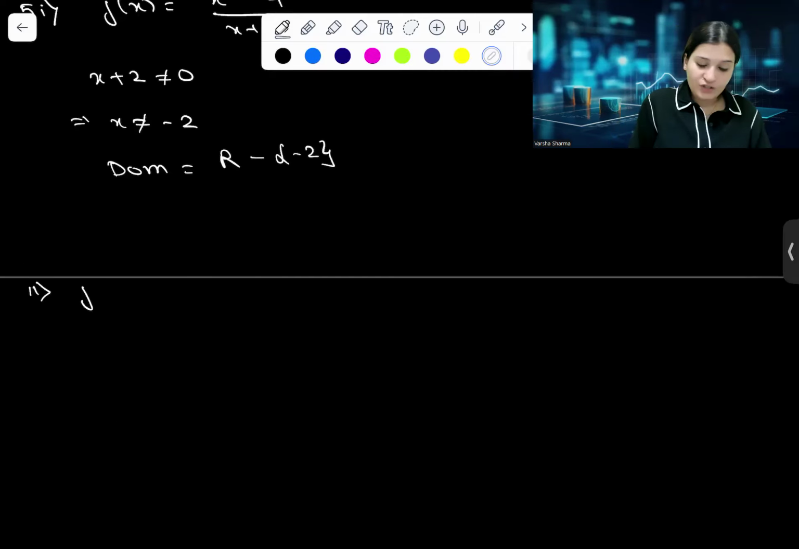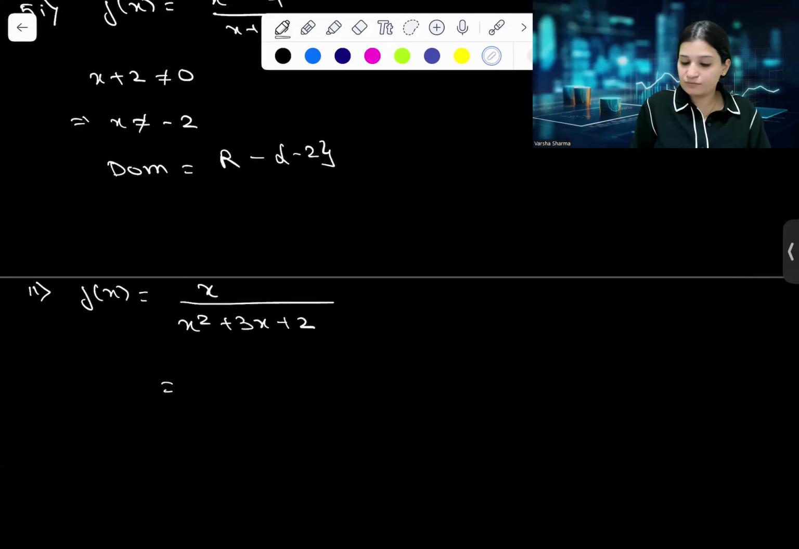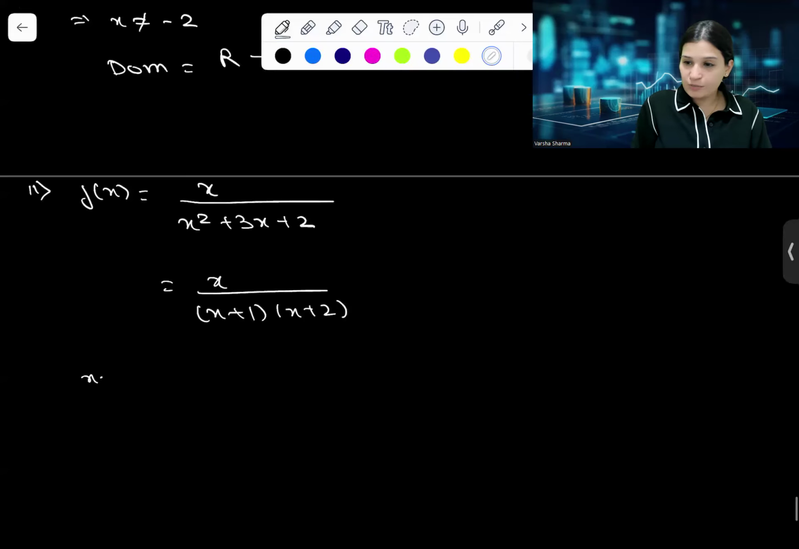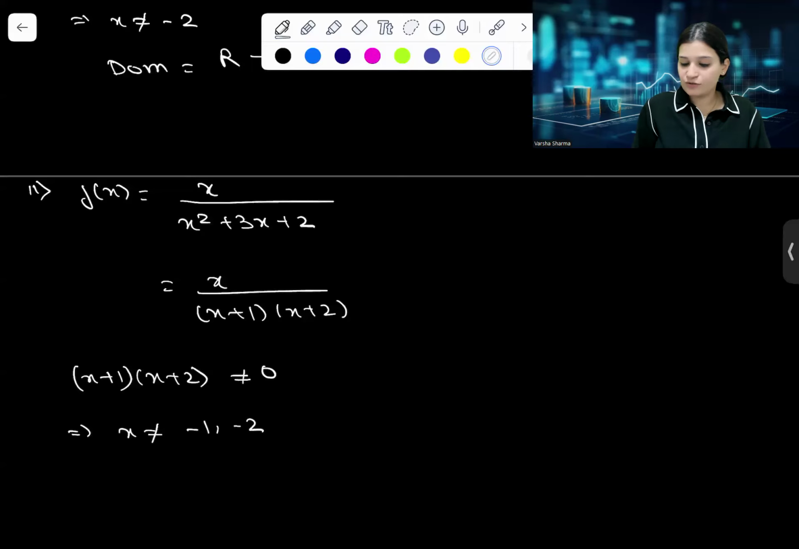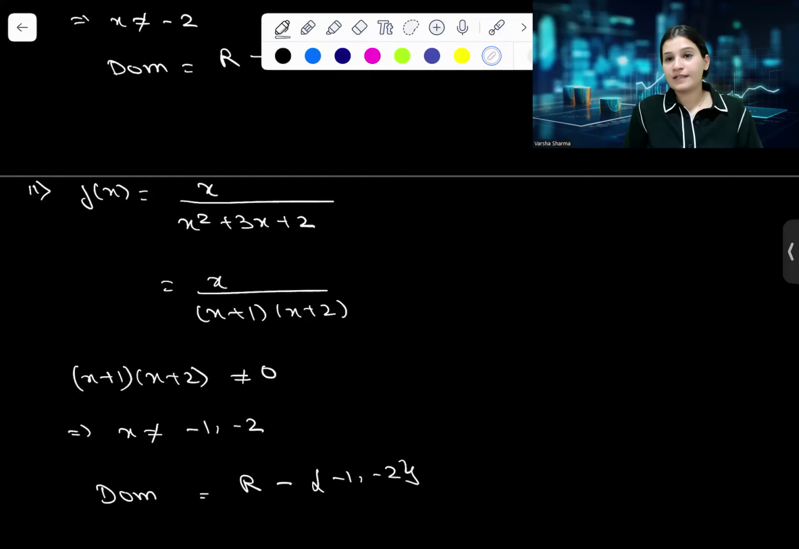Second one, function x upon x square plus 3x plus 2. This is (x plus 1)(x plus 2). So again, the denominator should not be 0. x not equal to minus 1, minus 2. So the domain is all real numbers except minus 1 and minus 2. Does it match?